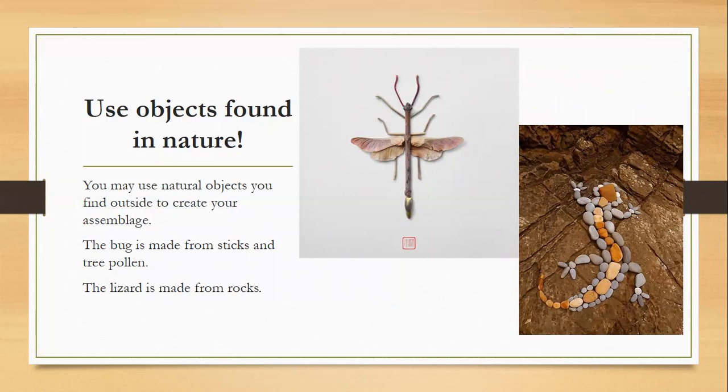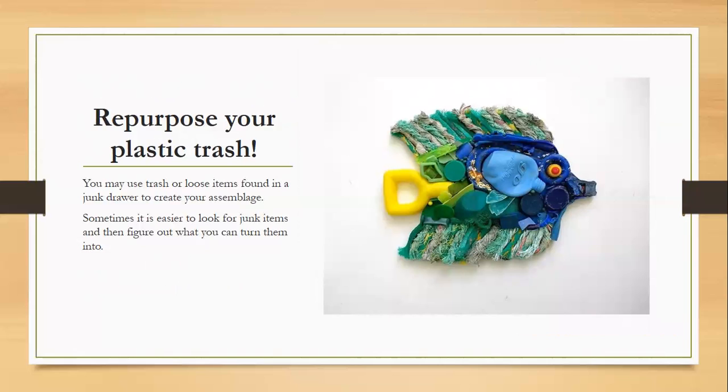All right, just to give you some ideas of objects that you can use to create your assemblage at home. You can use objects that are found in nature. You can see from these examples that the artist created the assemblages by using sticks, small pieces of pollen, and stones. One assemblage is of a bug and the other one is of a lizard. You can even repurpose your plastic trash. Use things that you have lying around, combine them to create a new form. And that's what was done here with this fish.